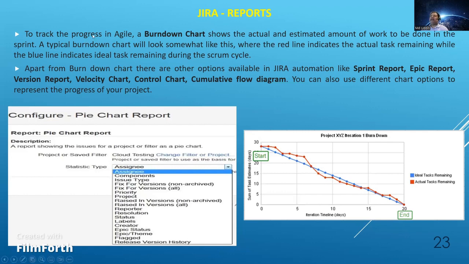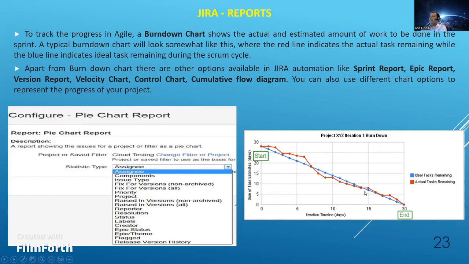So to track the progress in Agile, a burn down chart shows the actual and estimated amount of work to be done in the sprint. A typical burn down chart will look somewhat like this, where the red line indicates the actual tasks remaining, while the blue line indicates the ideal tasks remaining during the Scrum cycle. See here. So it has an x-axis and y-axis, right? This is a project XYZ iteration, and iteration 1 burn down chart means one iteration. It can be iteration 2, 3, 4.